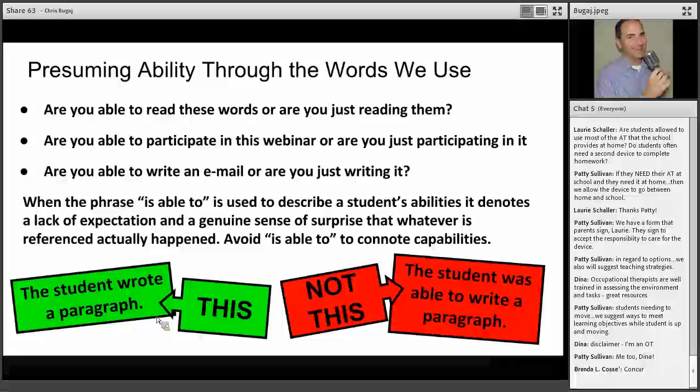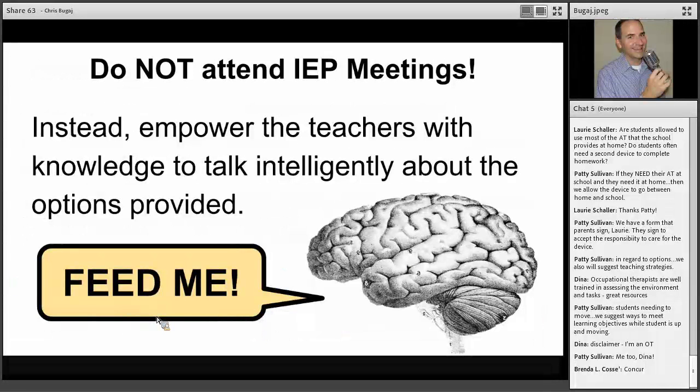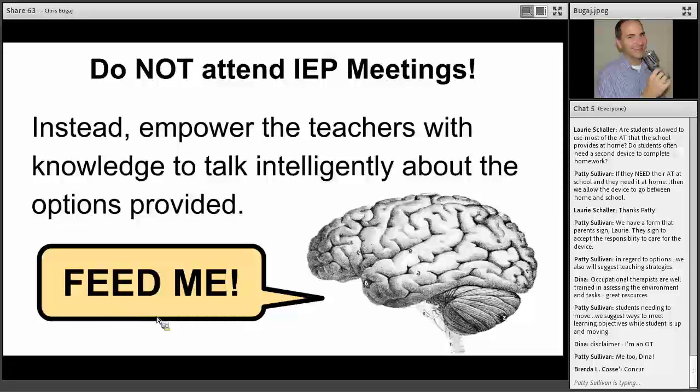When you put "is able to," it sort of implies that, hey, I didn't really expect them to be able to do it. And then they did it. Oh, good for them. You weren't presuming that they could do it. You were presuming they couldn't, and then they surprised you. So try not to use "is able to." And think of it this way. Are you able to write in the chat, or did you just write in the chat? Right?